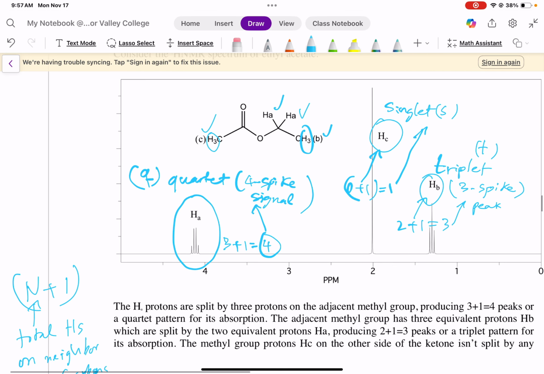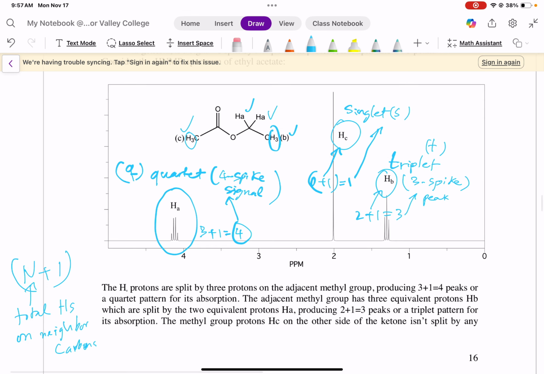Okay, so that should be good for you to recognize all the signals, which one belongs to which group of hydrogens and which signal belongs to which functional group, things like that.